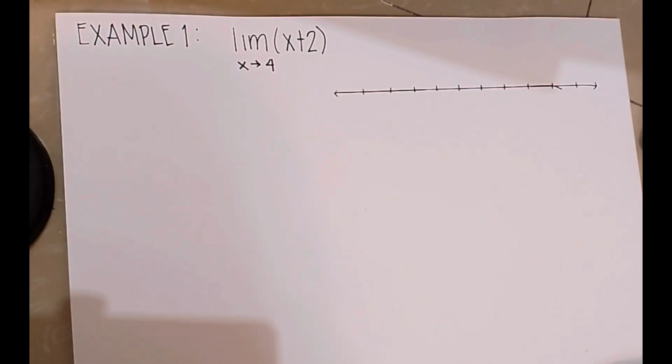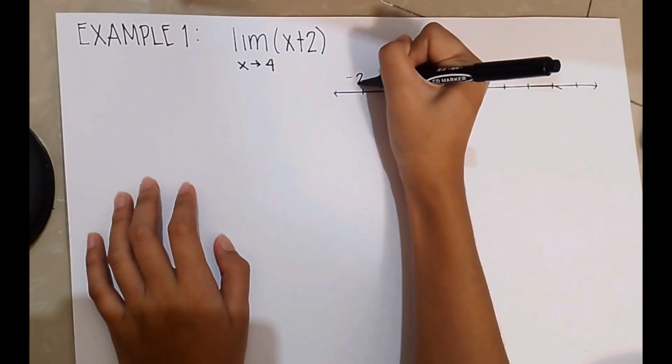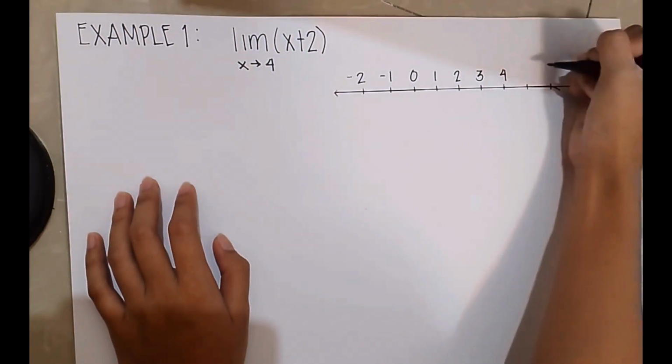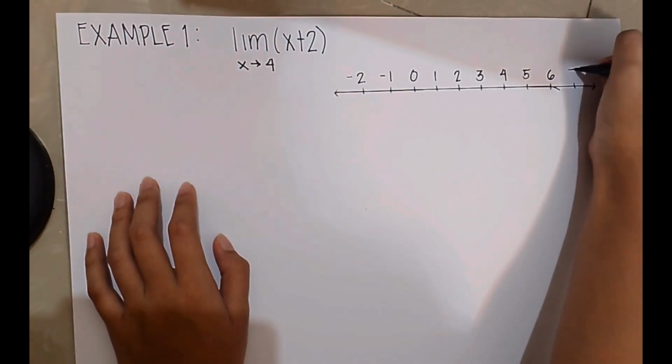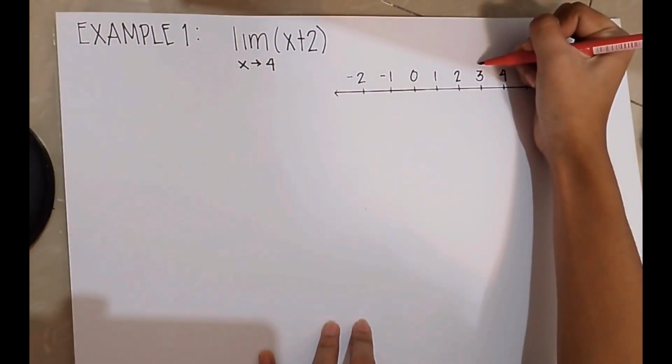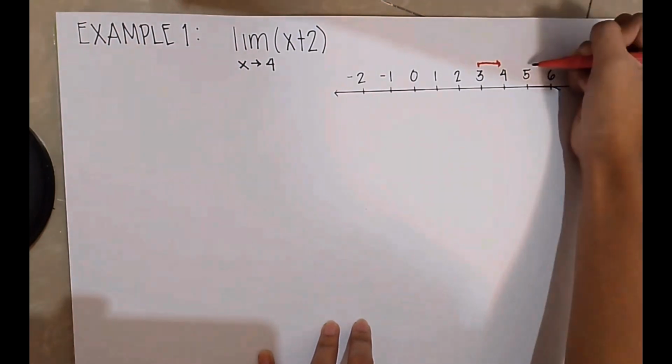So we're going to find the limit of the function x plus 2 where x approaches positive 4. In this case, we are going to use a table of values. We have a number line here where we will see the positive 4. So we have two options to find the limit of the function. We will use the values of x from the left side and values of x from the right side.